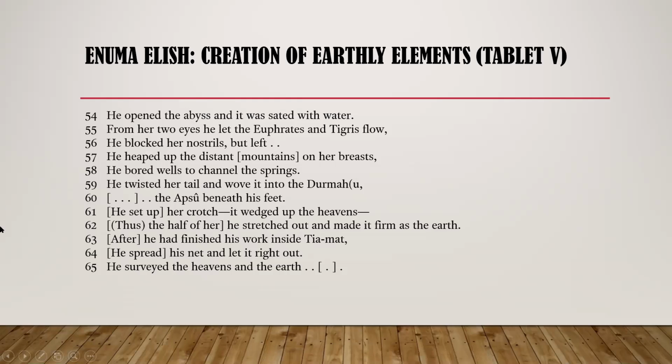Now, line 61: he set up her crotch, it wedged up the heavens. Thus the half of her he stretched out and made it firm as the earth. So do you see, this is also an idea that the firmament is supposed to be firm. He stretched it somehow, the heavens should be firm. After he had finished his work inside Tiamat, he spread his net and let it out. He surveyed the heavens and the earth. So it looks like from Tiamat he made this dome of heaven and also made the earth as well.